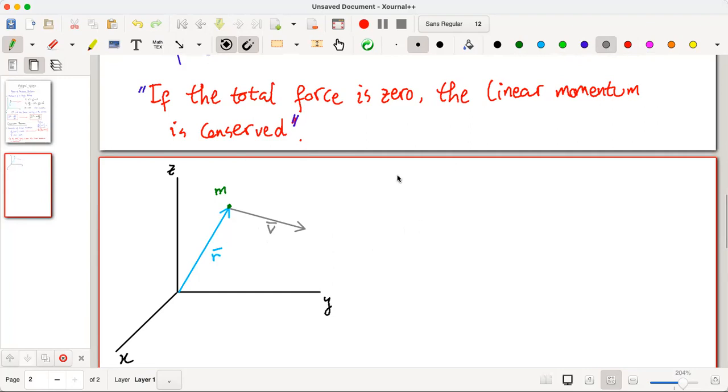So now we say that the system has what we call the angular momentum. In other words, I can define the angular momentum. Angular momentum with respect to what? I'm going to define it with respect to the origin. So this is the origin. Let's call the origin point O.